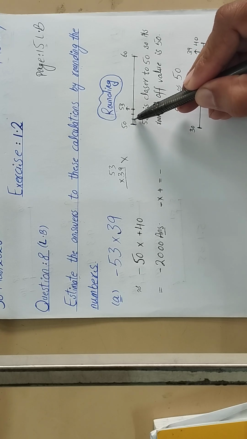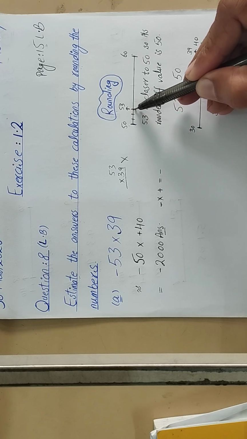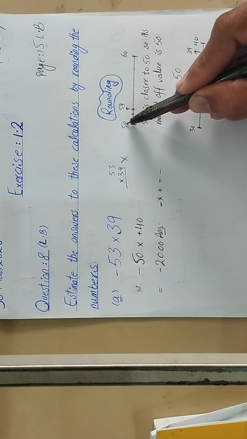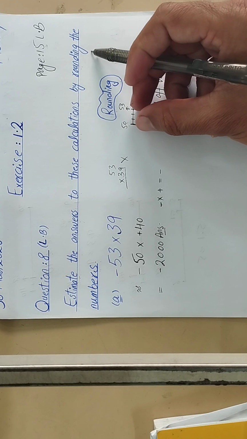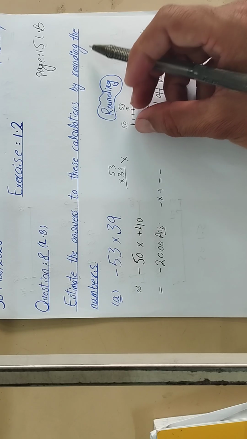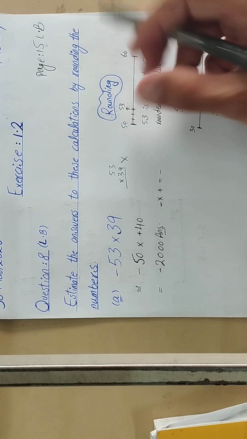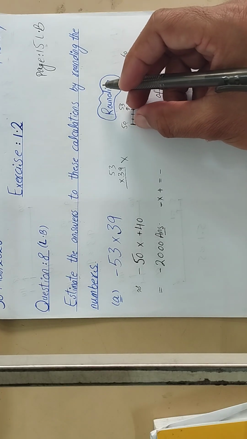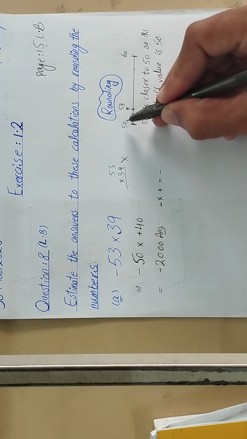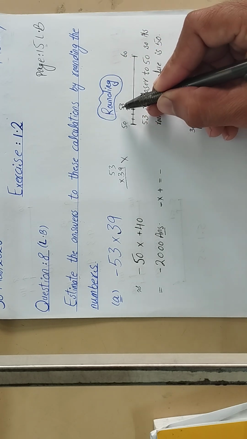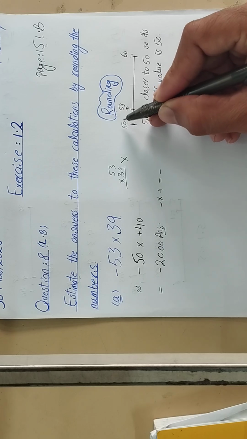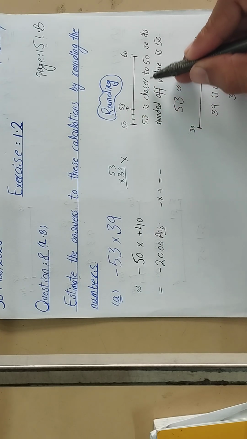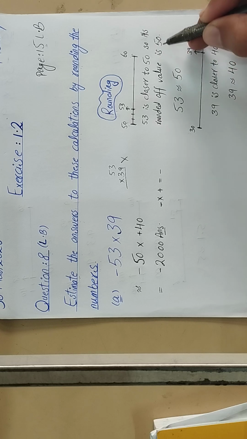This one is 50, 51, 52 and 53. Now you can see that 53 is closer to 50 as compared to 60, as there is a small gap between these two numbers as compared to these two numbers. The closer number is our rounded off value. So the rounded off value of 53 is 50 because 53 is closer to 50.